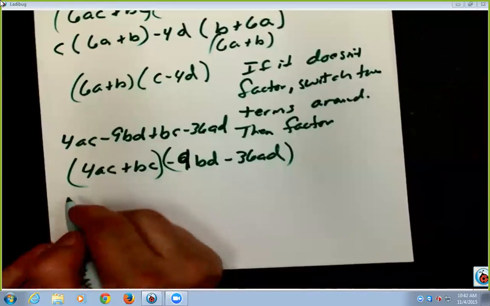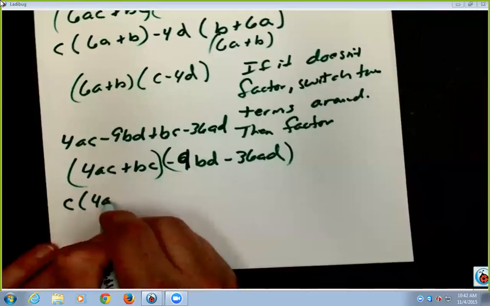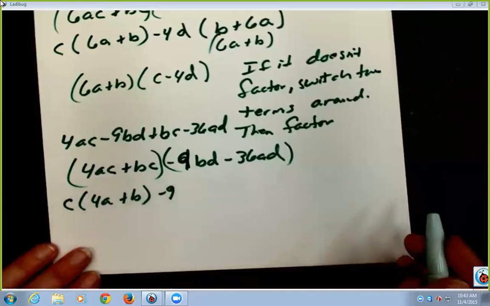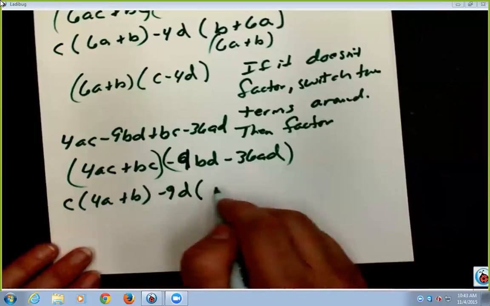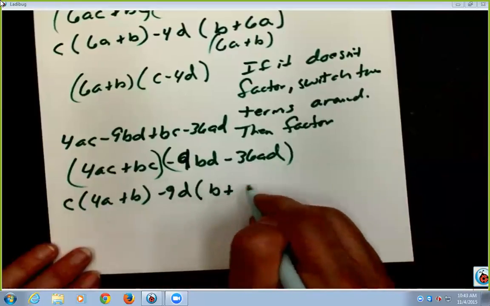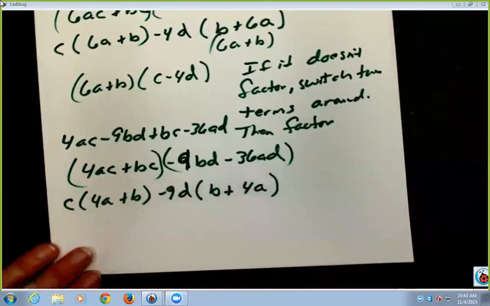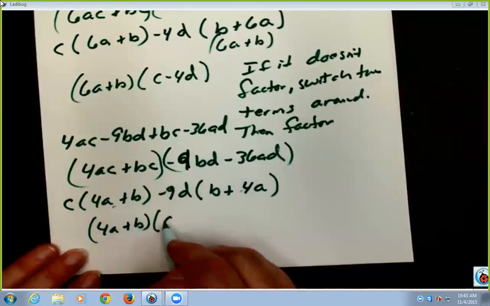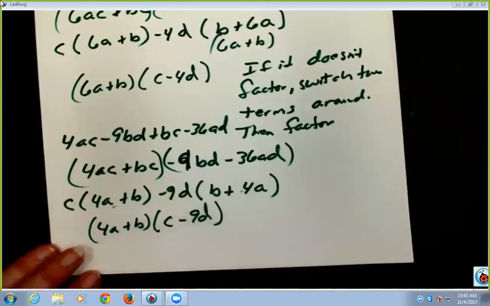So if I pull out a C, I get 4A plus B. Down here, pull out a negative 9 and a D. I'm left with B plus 4A, and they both match. So 4A plus B times C minus 9D. So they get a little tricky, but not too bad on trickiness. What do you think? Yes? No? Okay.